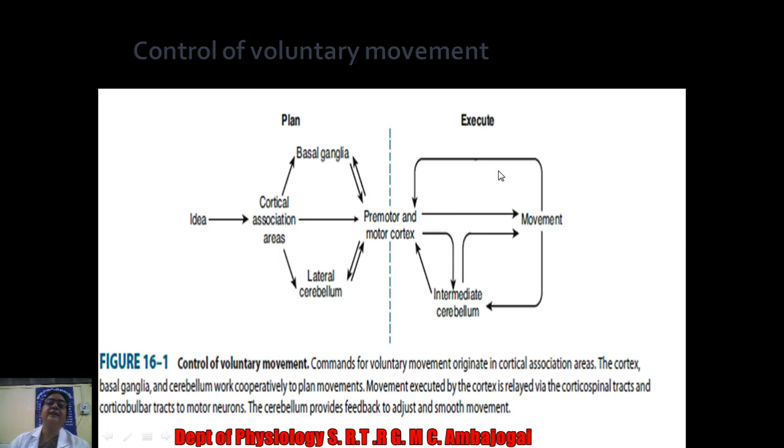Now before shifting to the next point, that is the function of the cerebellum, you must know some characteristic features about these functions. Cerebellum acts as the assistant. So it has a role in both planning as well as executing. For basal ganglia, the role is in planning, but the cerebellum's role is in both aspects of motor activity, that is the planning of the activity as well as the execution of the activity.